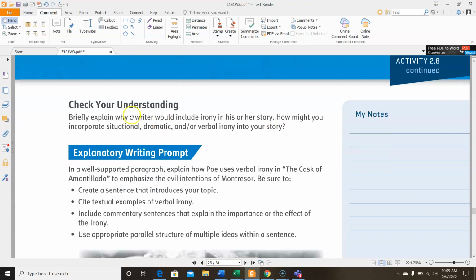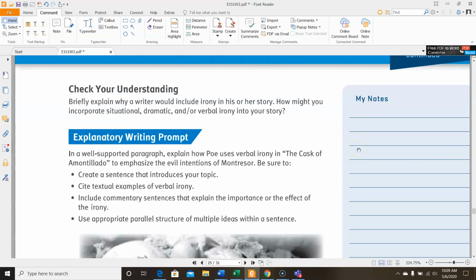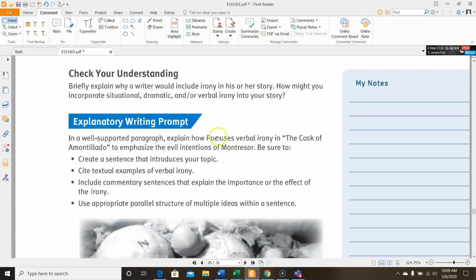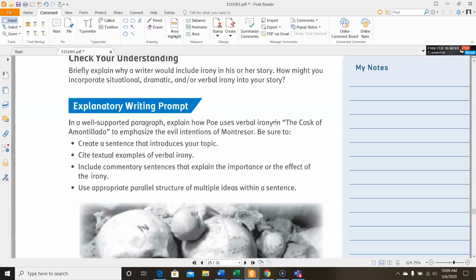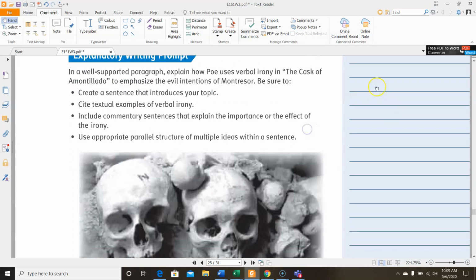Check your understanding. Briefly explain why a writer would include irony in his or her story. How might you incorporate situational, dramatic, or verbal irony into your story? And then you could write some notes over here to answer that question. And then in a well-supported paragraph, explain how Poe uses verbal irony in the Cask of Amontillado to emphasize the evil intentions of Montresor. Be sure to create a sentence that introduces your topic, cite textual examples of verbal irony, include commentary sentences that explain the importance or the effect of the irony, and use appropriate parallel structures of multiple ideas within a sentence. And you could do that over here as well.